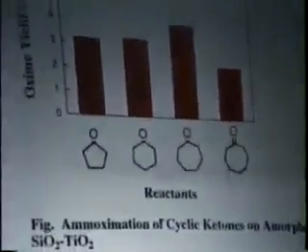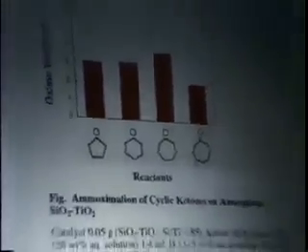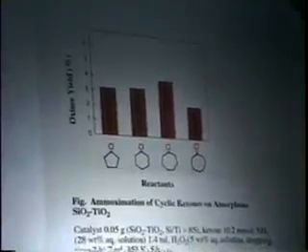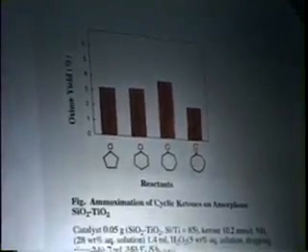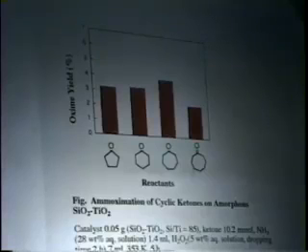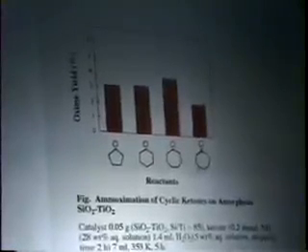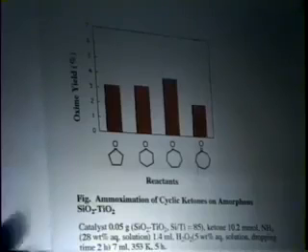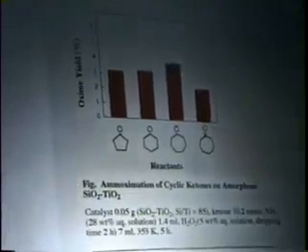similar reactions by use of amorphous silica titania. In this case, look at this. The vertical scale is very small. The oxime yield from these ketones is about one order of magnitude lower than the yields obtained with TS-1 zeolite. However, you see the similar dependence on the ring size.